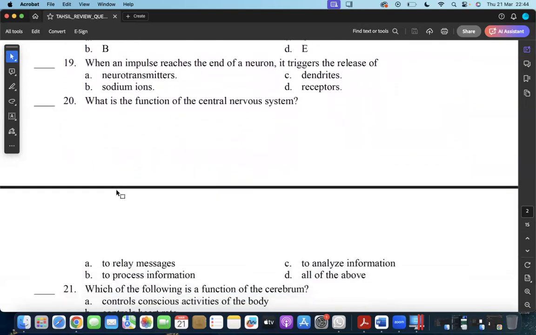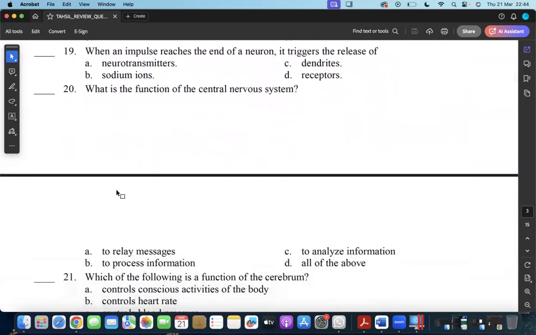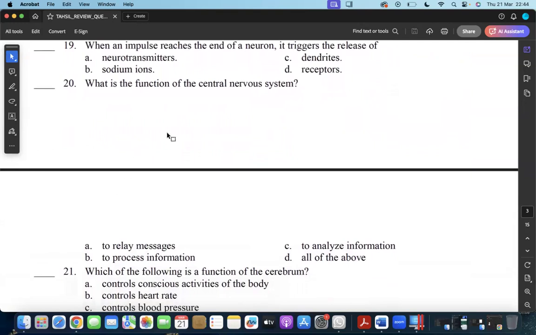Question number 20, which is going to be the last question for this section. What is a function of the central nervous system? You can still remember we talked about the nervous system as the central and the peripheral. The central nervous system is the most important part of the nervous system. Relay messages seems correct. Process information seems correct. Analyze information seems correct. So all three are functions of the central nervous system.